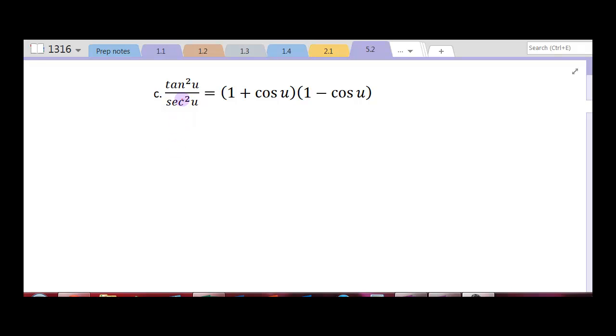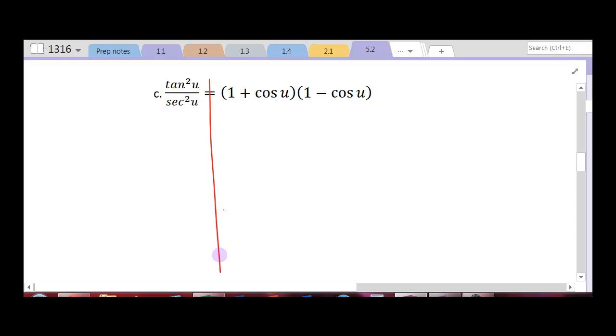The first time we're going to do it, we're going to take the left-hand side and turn it into the right, because maybe I feel like the left-hand side is more complicated. So we're going to work in that direction first. So I'm going to see if I can separate tan squared over secant squared into something like this, 1 plus or minus cosine u. Okay, so I have to start thinking tan squared and secant squared.